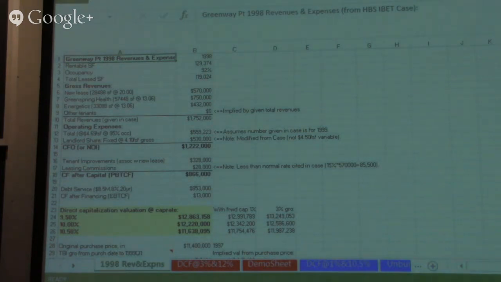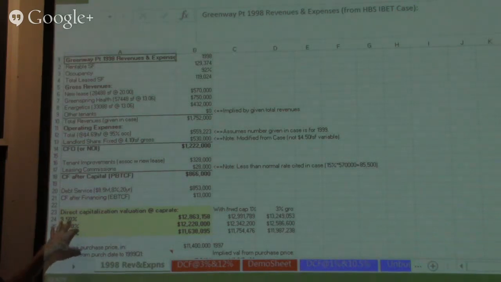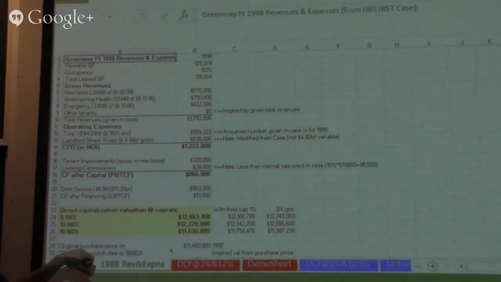So I looked at the cap rates that they gave you in that table 1 for industrial and office properties and came up with a range of 9.5 to 10.5 for this property. So back of envelope, you could just apply these to the existing income, which is actually 1998, and you get a range of values there between 11.6 and 12.8 million.